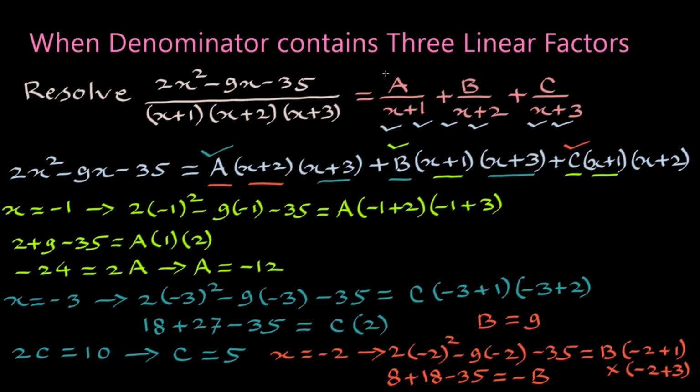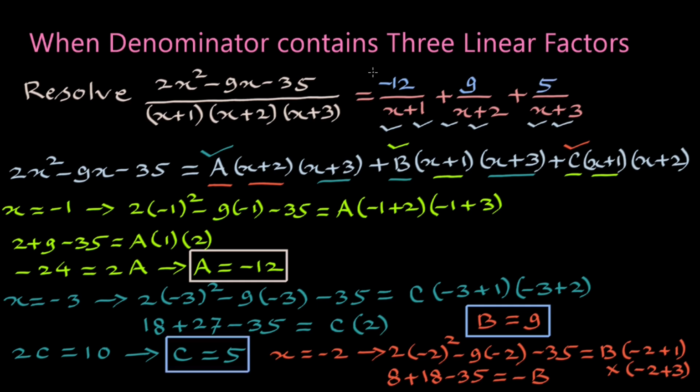Now we will replace this A by this minus 12, then this B by this 9, and finally this C by this 5, and we get these partial fractions.